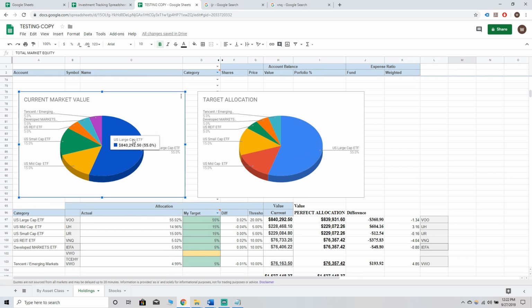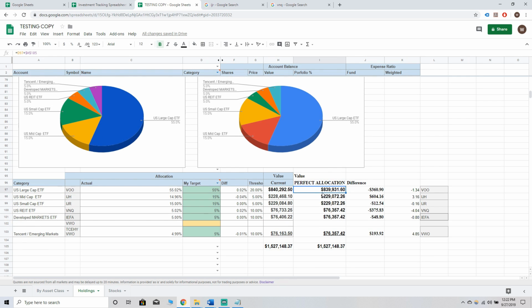So now I can show you my current market value is now perfectly aligned with my target allocation. As you can see, the current value and the perfect allocation is basically the same. The difference in shares is about 1 to 5, which is negligible. And we can see the difference in price from perfect and current is very, very low. And that's how you asset allocate for your holdings.